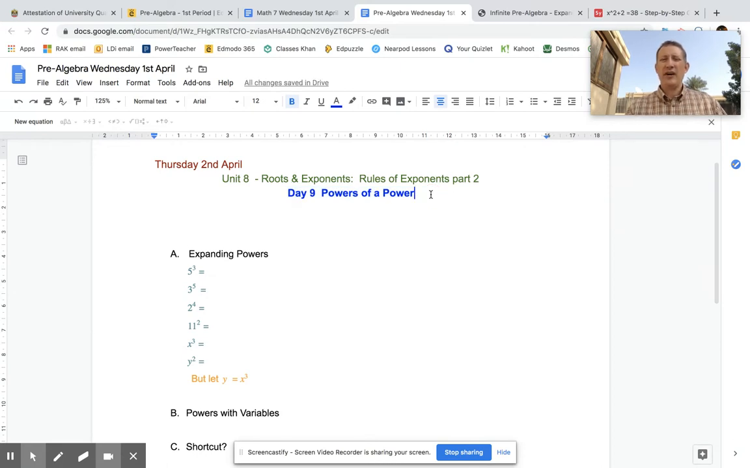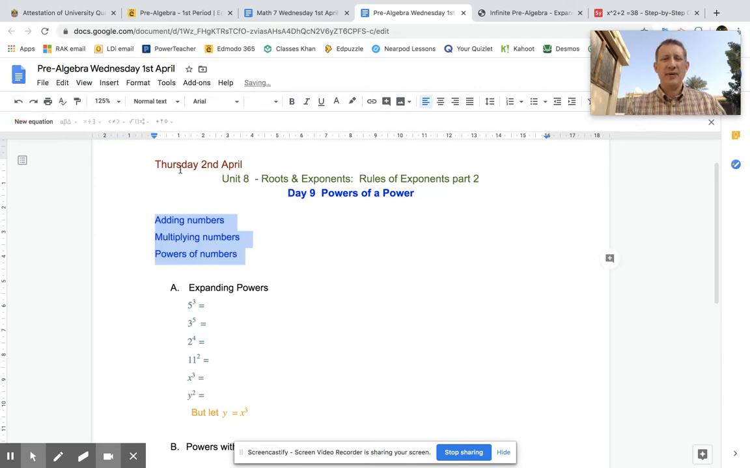We've talked about how a power means you have a base and you have an exponent. The base is the number that you're multiplying by itself, and the exponent is how many times you're multiplying it. So what does it mean to take a power to a power? Let's think about what we've done in the past.